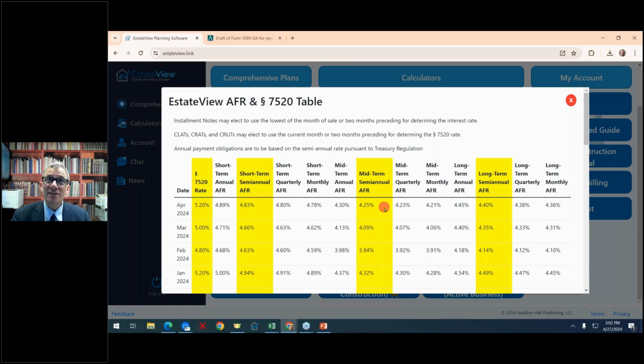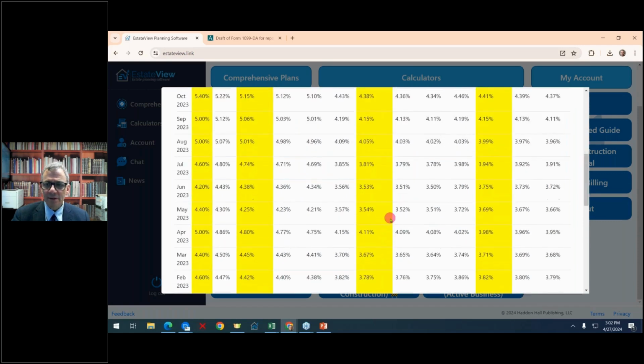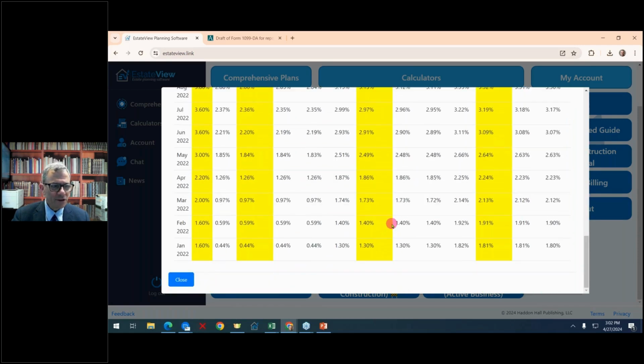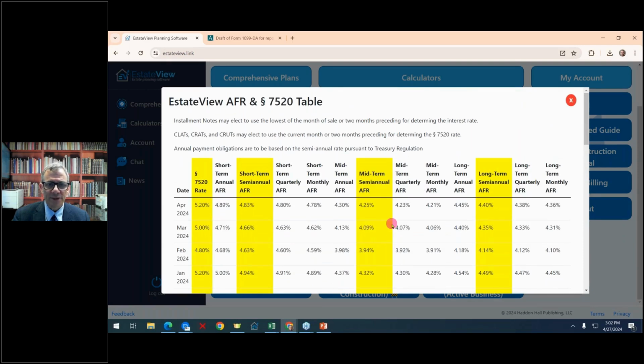But am I actually selling money in exchange for the note? That may not be exactly what you would expect. We have the rates going back to January 2022. At some point in the future, we'll add a lot more history.